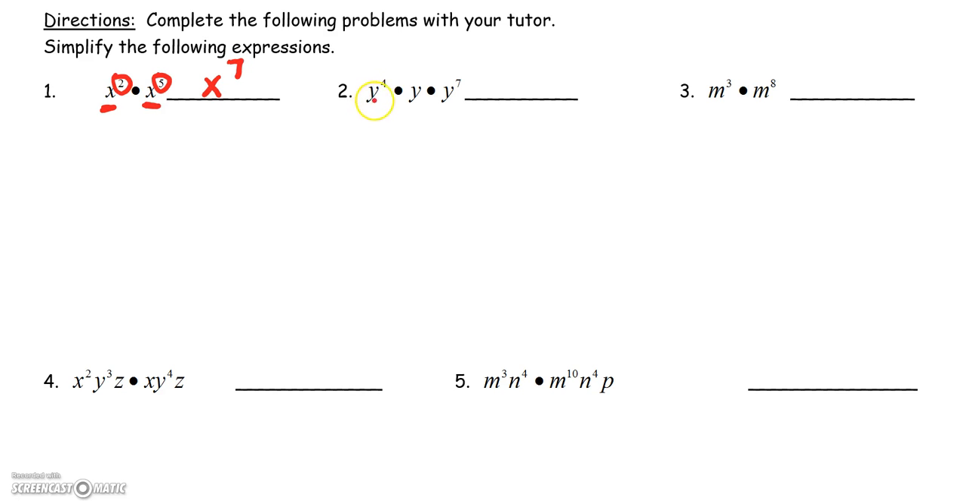For problem number 2, we have y to the 4th times y to the 1st. Remember that if there is no exponent, then we assume that there is an exponent of 1. Times y to the 7th. They all have the same base being y, and so we can just add the exponents. 4 plus 1 plus 7 gives us y to the 12th. Problem number 3, the same base, both being m, so we can take the exponents and add them together. 3 plus 8 gives us m to the 11th.